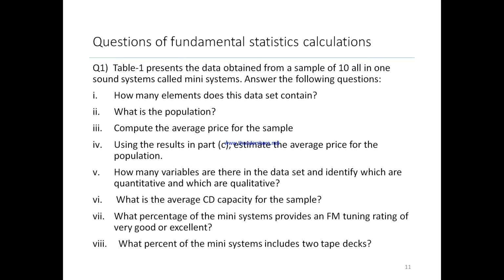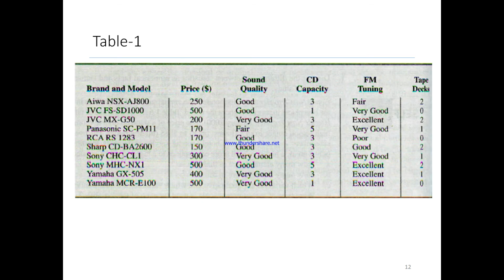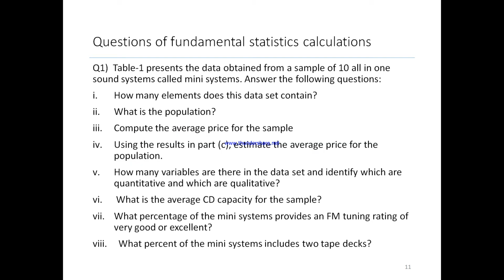And then what is the population? It says the data set was obtained from a sample of 10 all-in-one sound systems called mini systems, right? So this is a sample of 10 mini systems. So the population should be all the mini systems in the world, right? All all-in-one mini systems in the world, that would be your population.